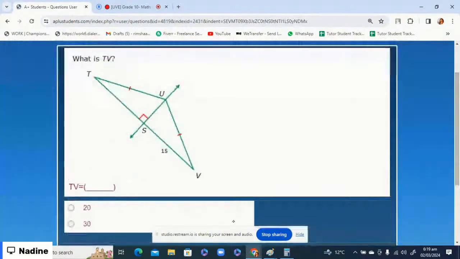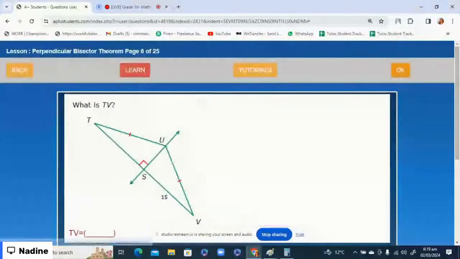Okay. What is TV? TV, again, the full one they are talking about. Half one is given, which is 15. So it means that the other half is also 15. So for the total, add 15 plus 15, that is 30. Understand that one? Which is 30.